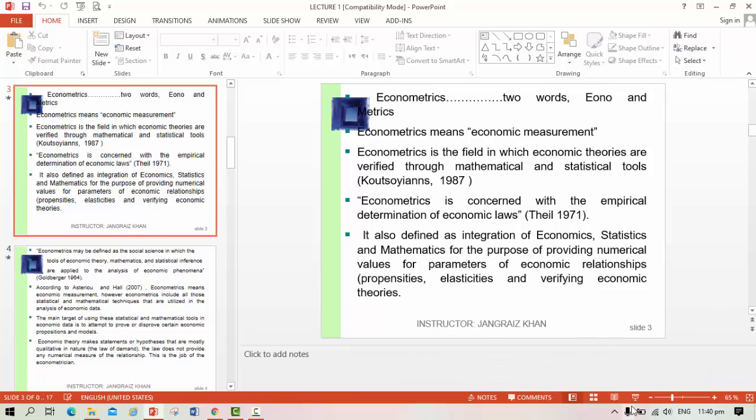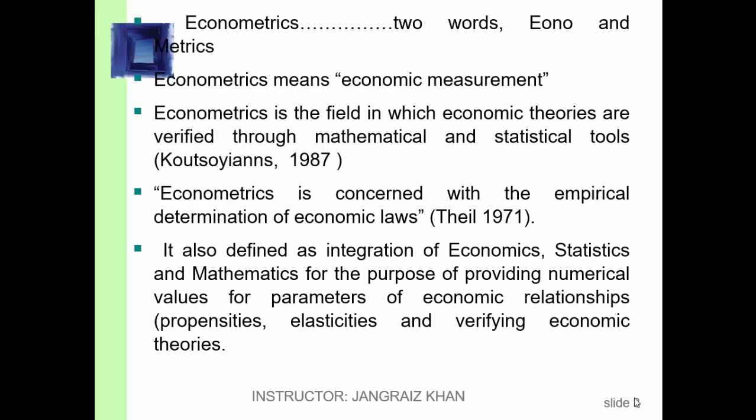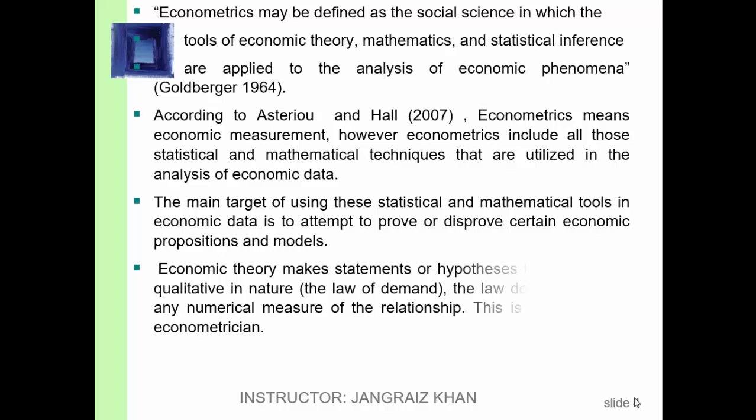We find the parameters. Usually we need the elasticity of demand, the elasticity of supply, the elasticity of imports, the elasticity of exports. We need coefficients. We compute these through the theory of econometrics. Econometrics may also be defined as the social science in which the tools of economic theory, mathematics, and statistical inference are applied to the analysis of economic phenomena.